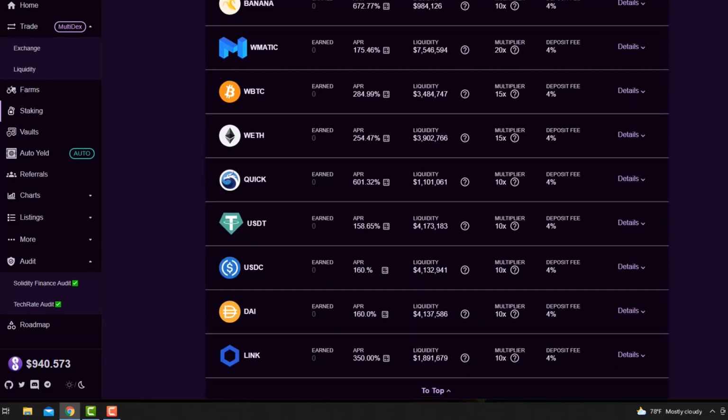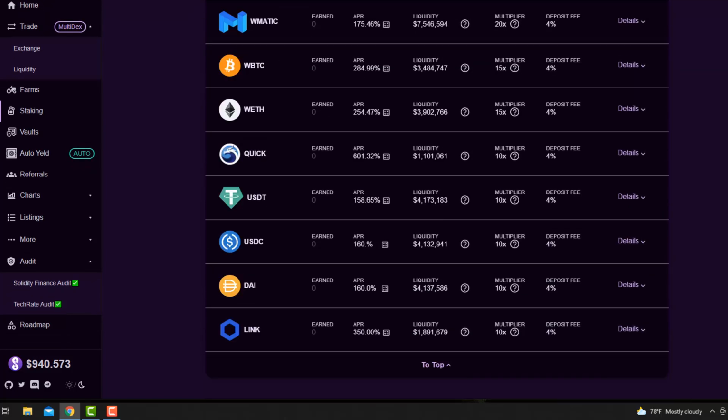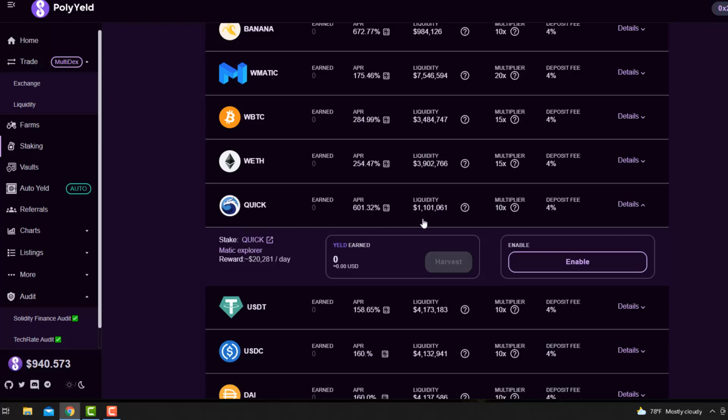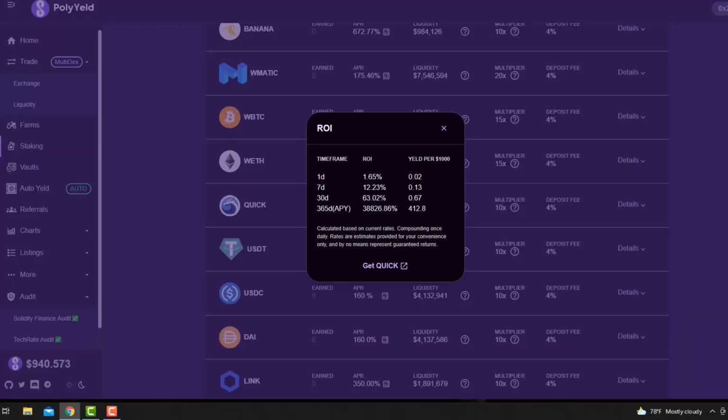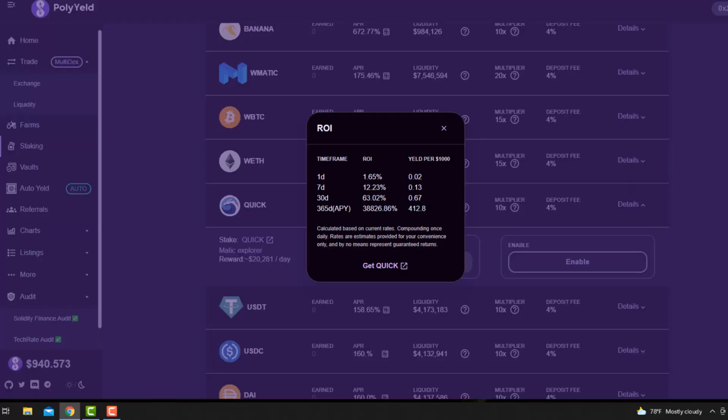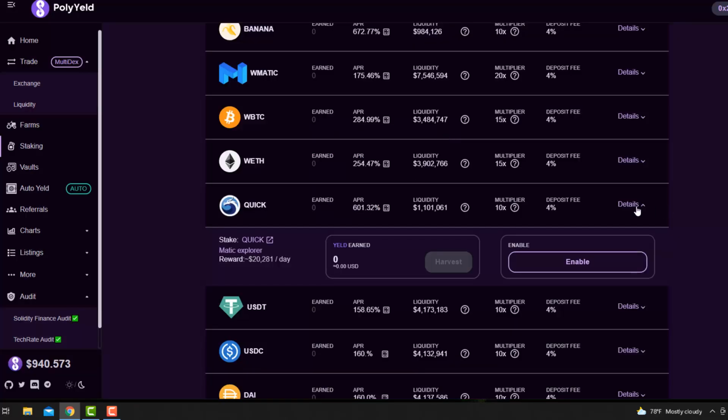So the risks would obviously be the site risk, the smart contract risk, you're trusting the team. Another good one I reckon is QuickSwap. That's giving you 1.65% per day. Quick is the token for QuickSwap. That's not going anywhere. It's one of the biggest DEXs on Matic, at least. So basically on your third day, you'll be breaking even. So Quick's also a good one.